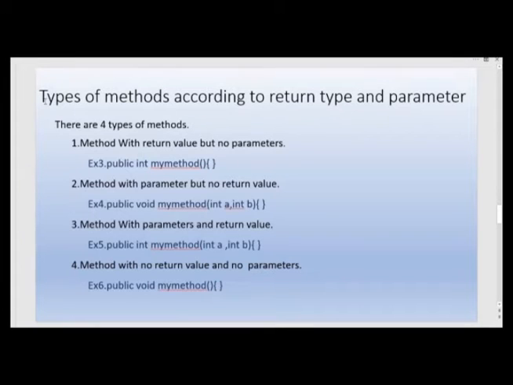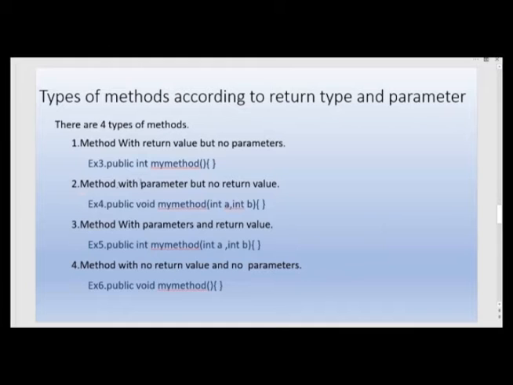The first one is the method with a return value but no parameters. Example, public int myMethod. Int is the return value, a method with a return value but no parameters. Inside the parentheses it is empty; it has no parameters.